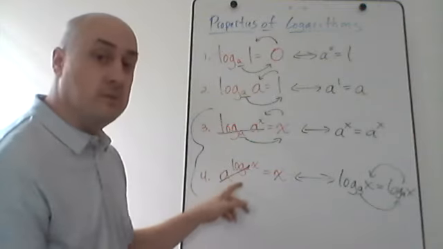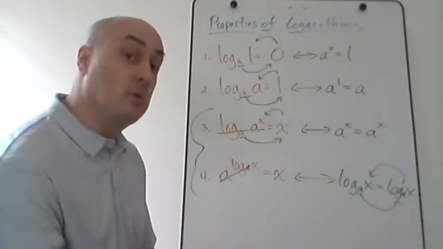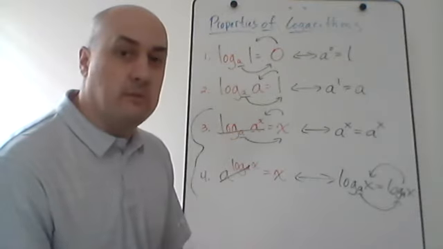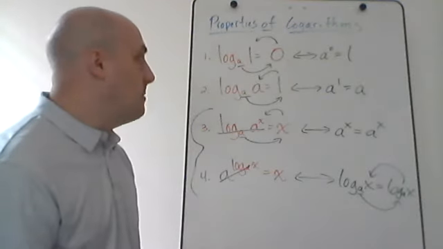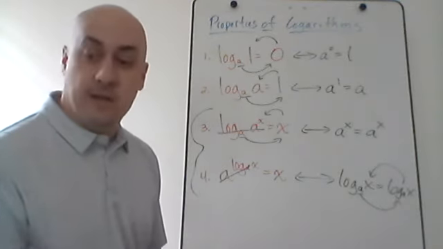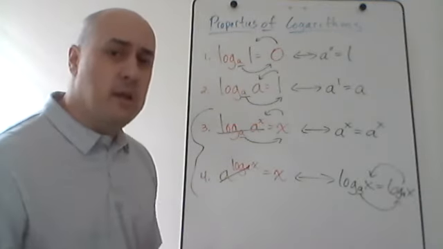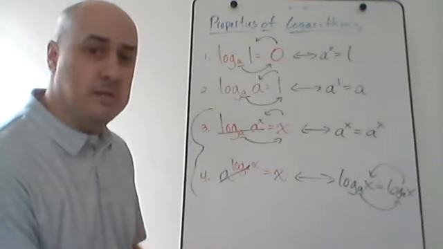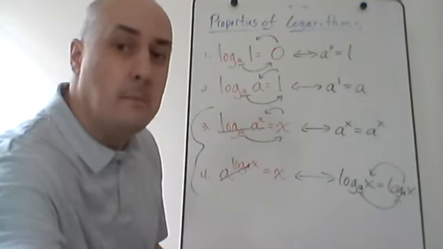Those a's, those numbers in the bases have to be exactly the same in order for that to work. All right, so those are our 4 properties of logarithms. Now there are some other properties of logarithms that I'll talk about on another video. But right here I'm going to pause this and erase these and just put up a couple examples where we use these properties to simplify expressions.